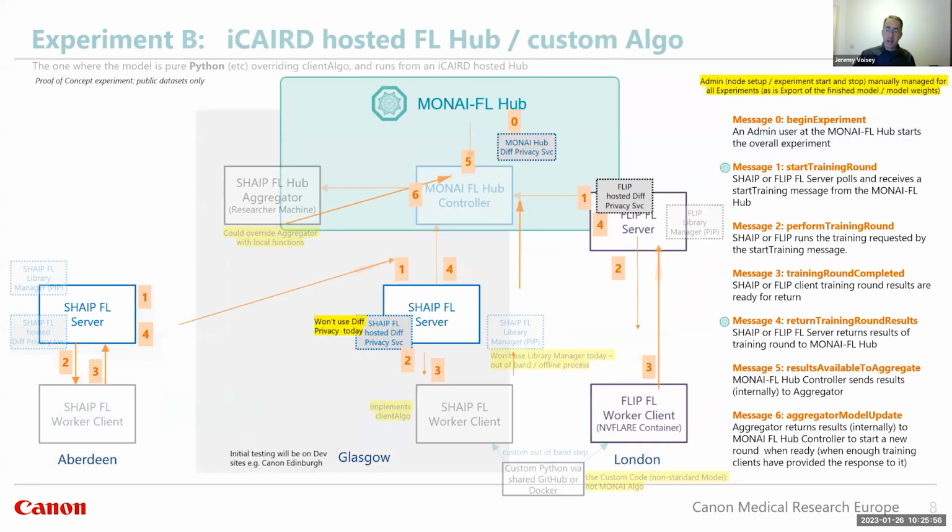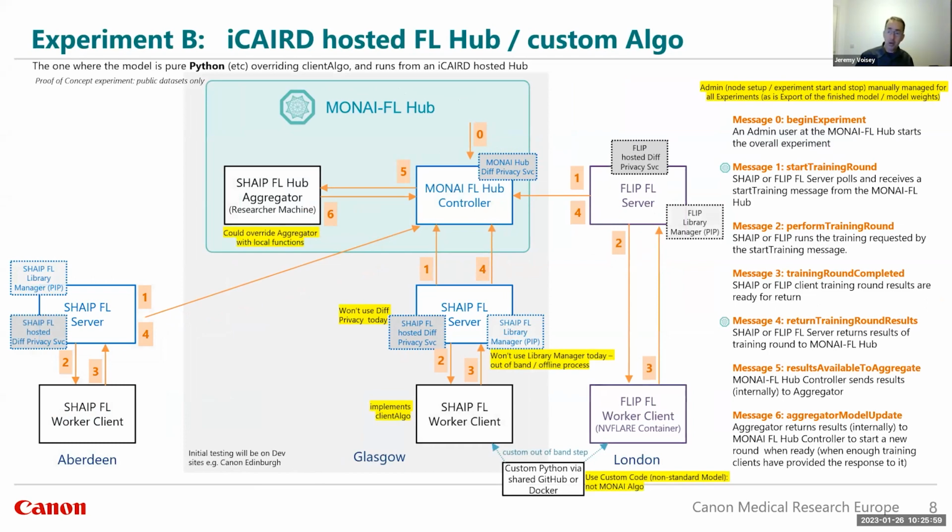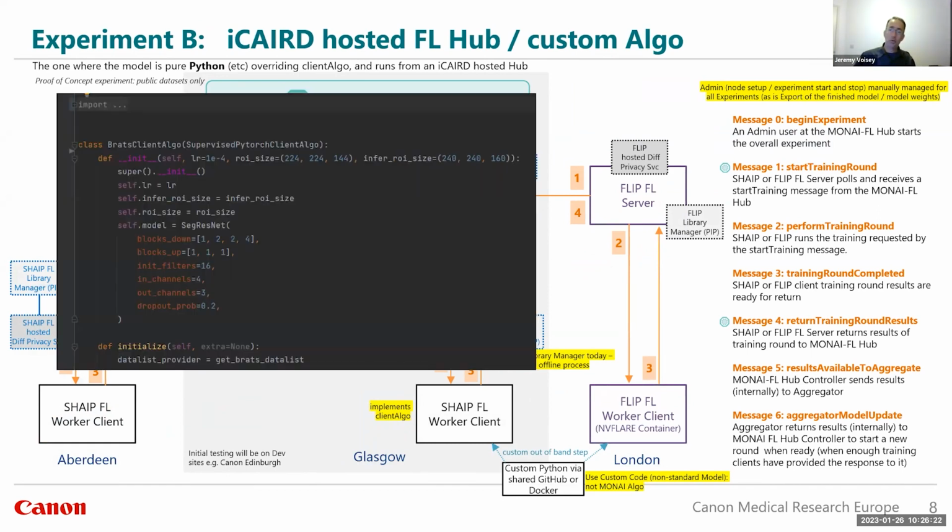The second experiment we carried out was one where SHAIP and the iCAIRD is hosting the MONAI FL hub. Again, it's communicating with the FL servers based perhaps in Aberdeen, and communicating with the Flip server based in King's College London. Very much the same approach, but with one other crucial difference. In this one, we wanted to test whether you could also use client algo. With MONAI client algo, this time you're saying, well, we do trust the scientists up to a point, and they are allowed to use Python code.